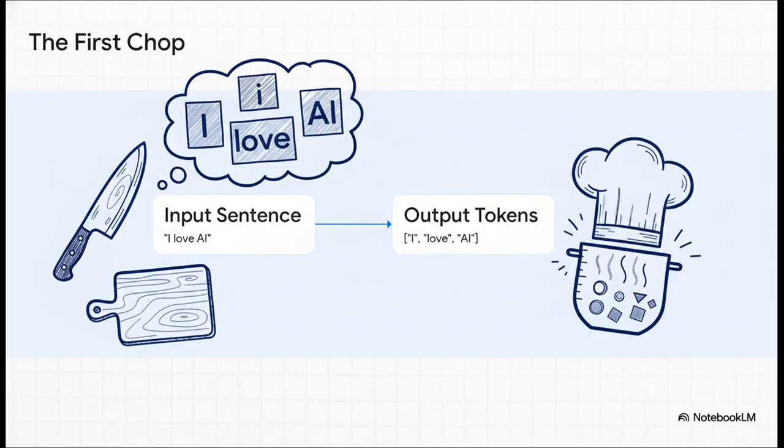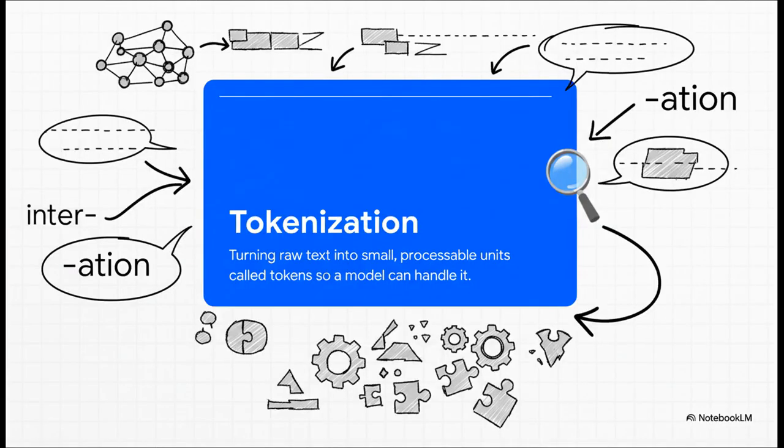The first thing the model does is chop up that sentence. In this case, it's pretty simple, right? I, love, and AI become their own little units. You can think of it like a chef prepping ingredients before they start cooking. These little pieces have a name. They're called tokens. And this whole process is called tokenization.